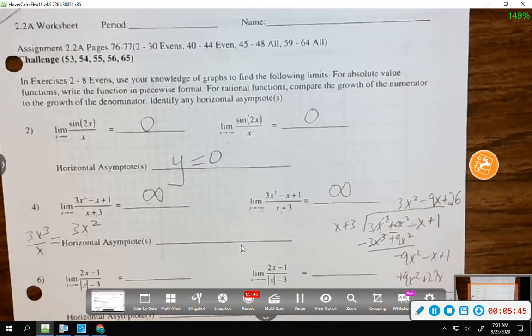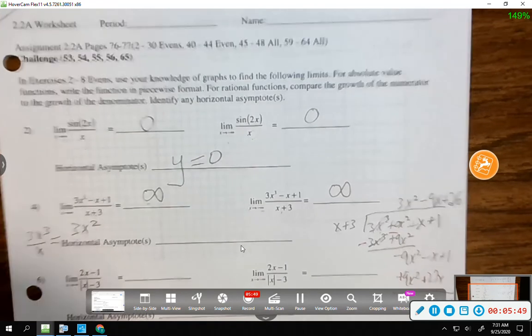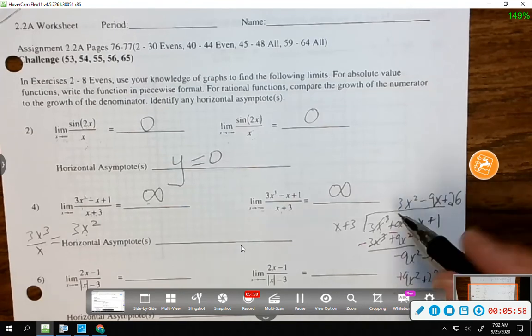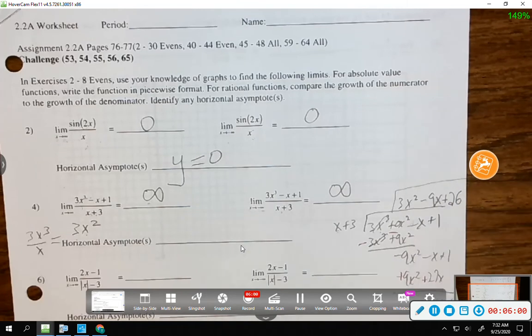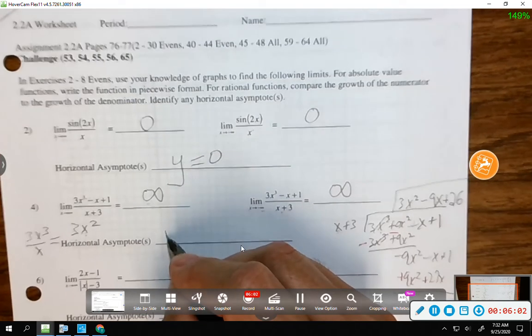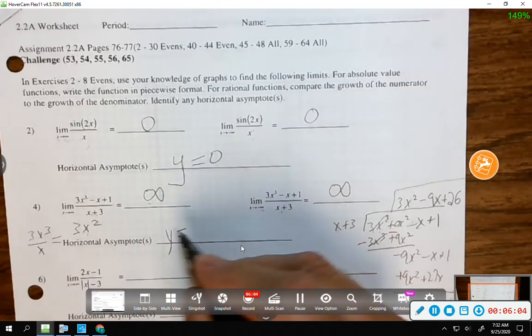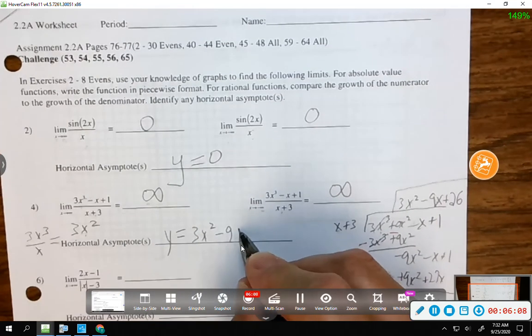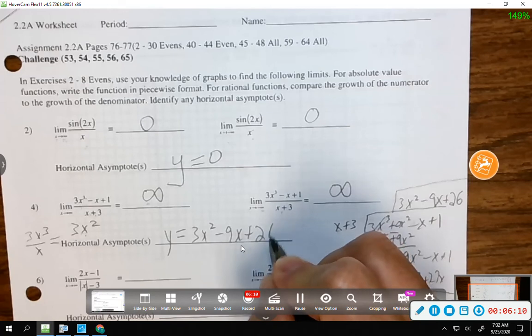It really doesn't matter. If you change the signs and add, your remainder is negative 77, but we don't care about the remainder over the divisor. That goes to 0. This will be what models the end model behavior. 3x squared minus 9x plus 26.